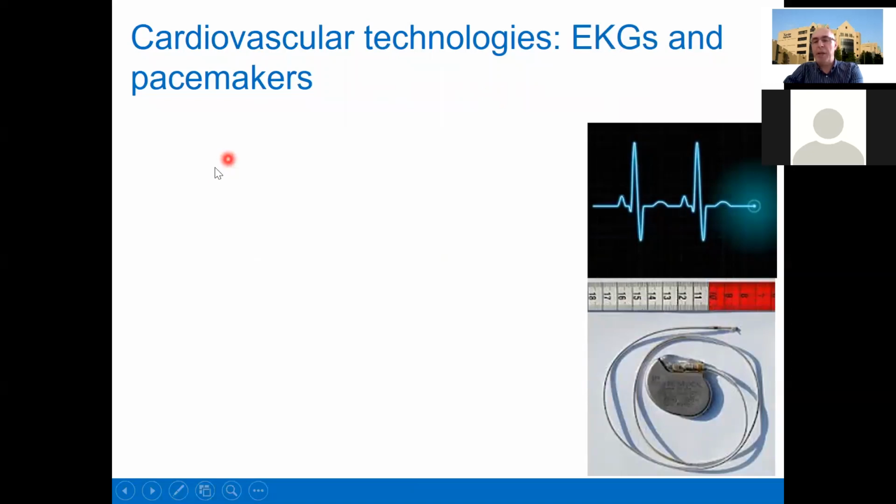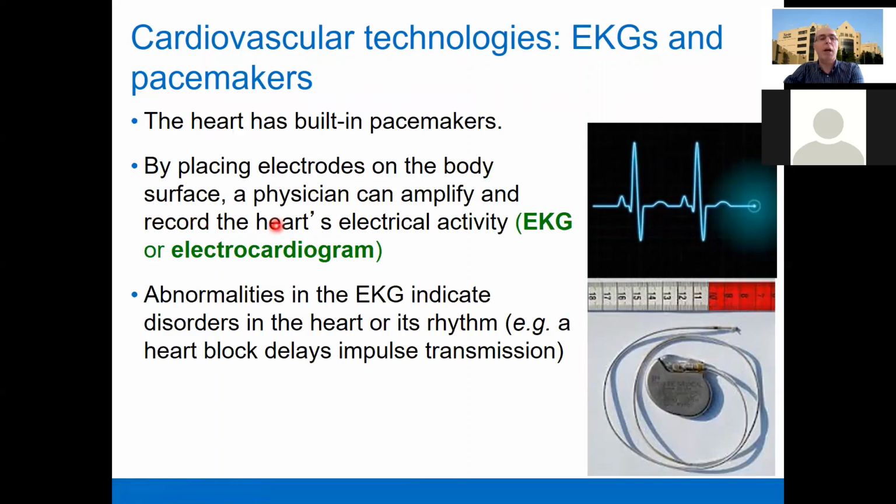The electrocardiogram and pacemaker are the most common technologies that we use. An electrocardiogram involves placing electrodes on the body surface and recording the heart's electrical activity to find out whether the heart is beating properly or not. Abnormalities in the electrocardiogram indicate a disorder in the heart or its rhythms.